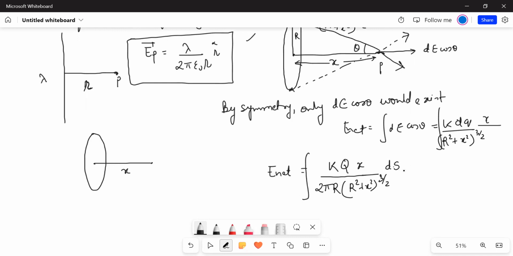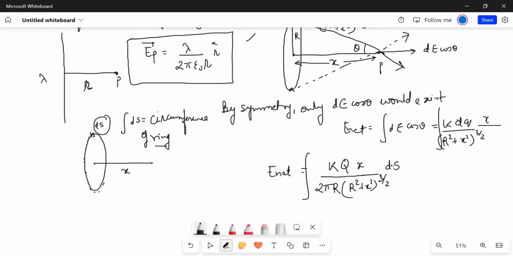And if you see, you are integrating with respect to ds. What is ds? ds is the differential length element on this ring. If you add all these ds, what would you get? If you integrate this entire ds, you will get the total length of the ring. And what is the total length of the ring? It is equivalent to the circumference of the ring, isn't it?